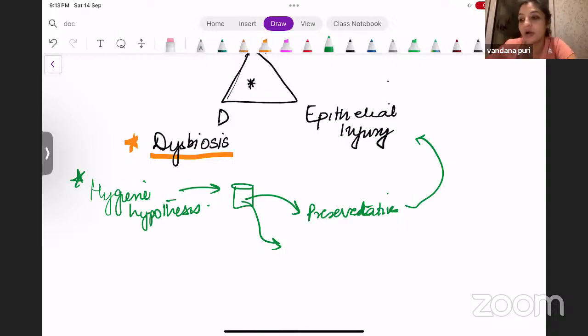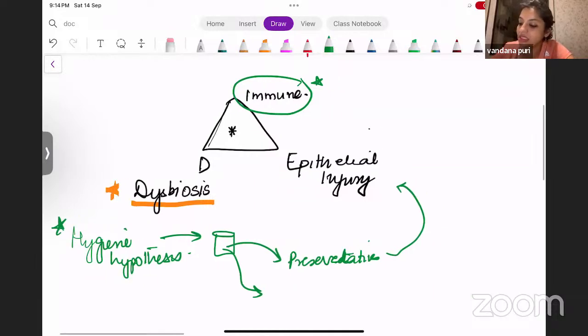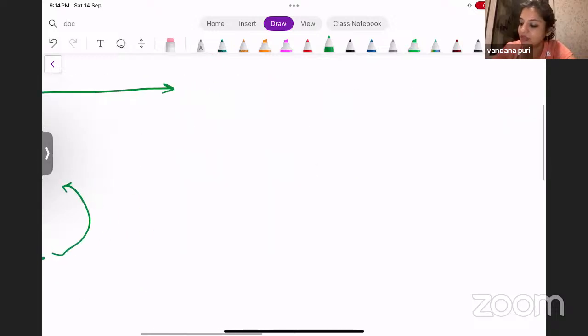Now, coming to the second thing, immune dysregulation. Immune dysregulation is the key event which occurs in inflammatory bowel diseases. So how does that happen? These define what type of disease is going to develop. So let's understand the basics here. I'm going to divide it into two types.